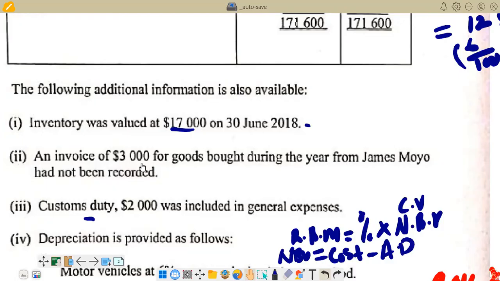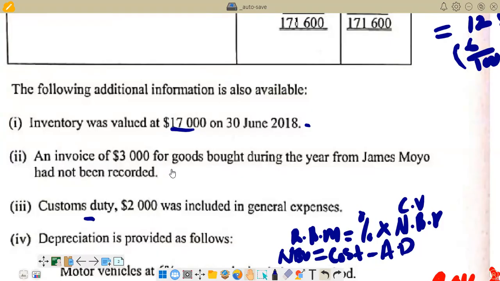How do we know that these goods were on credit? We know that there was an invoice that was issued, and whenever an invoice is issued, it means there is a transaction that has taken place on credit. So 3,000 is going to increase the figure for trade payables, and the figure for trade payables that we are given in the list of balances is 12,400.